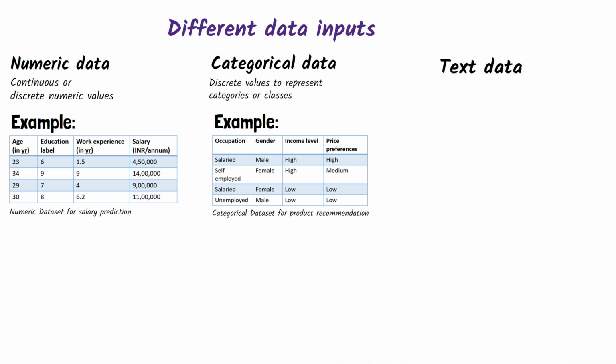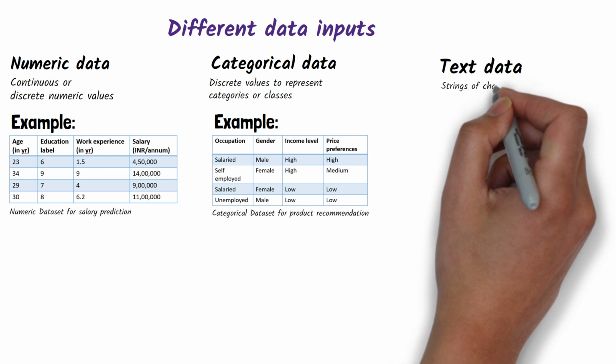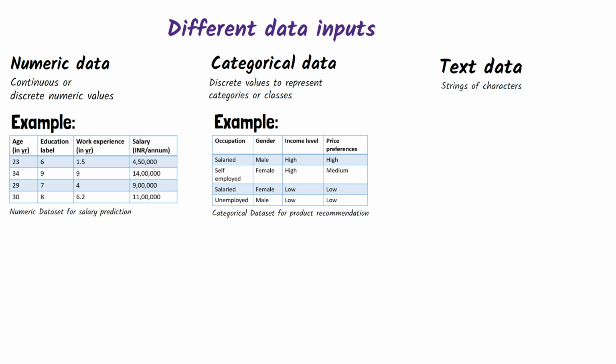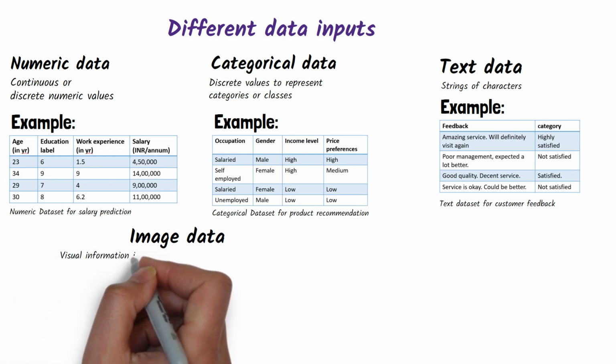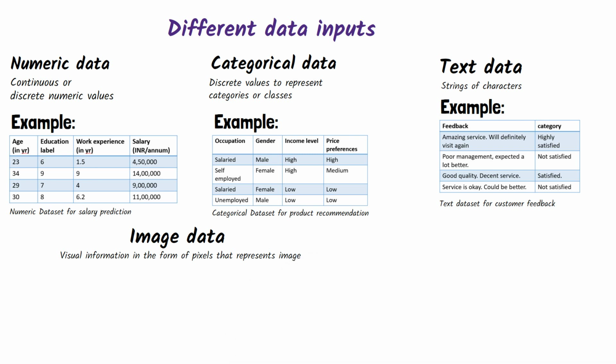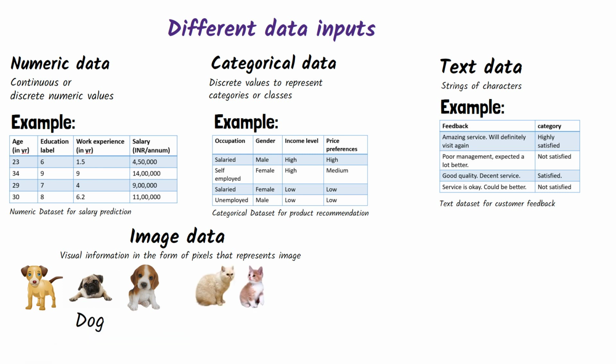Third, we have text data, which consists of strings of characters, such as sentences, paragraphs, or entire documents. For instance, if we are building a model that analyzes customer feedback, we will use text data inputs. Next, we have image data, which consists of visual information in the form of pixels that represent an image. For example, if we are building a model that classifies images of animals as cats or dogs, we will use image data of cats and dogs.